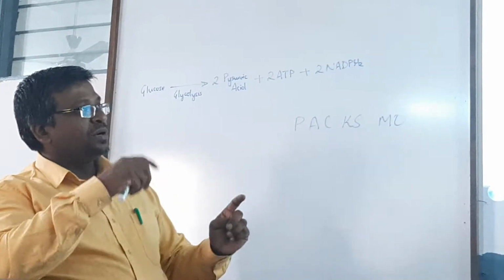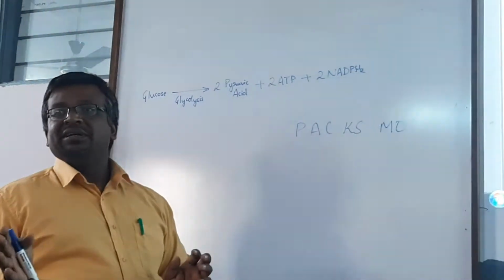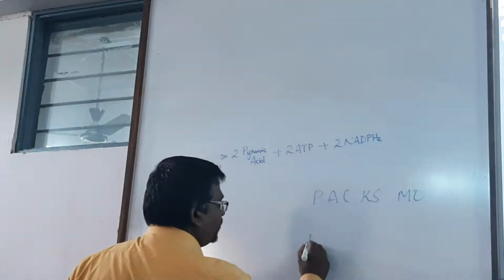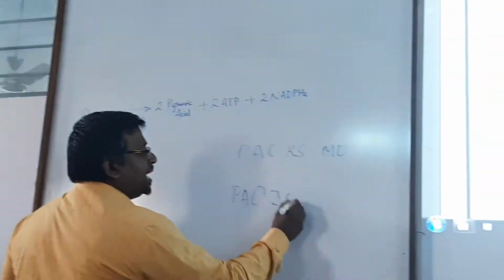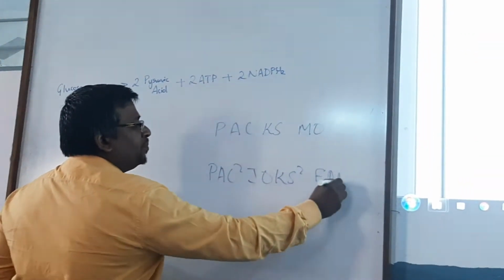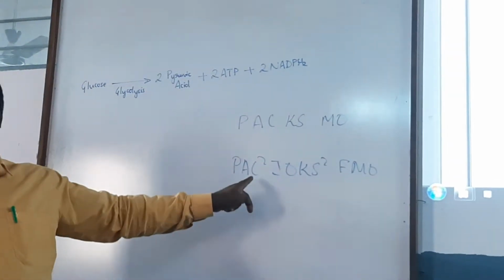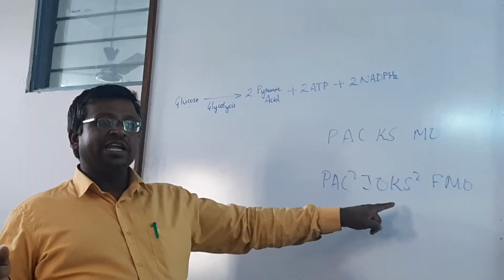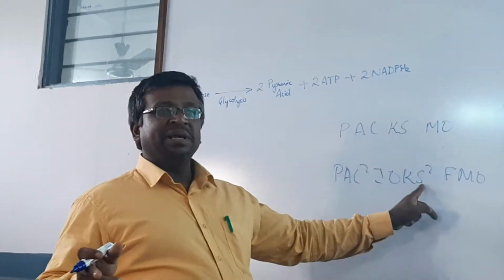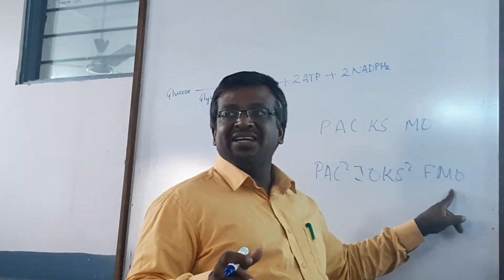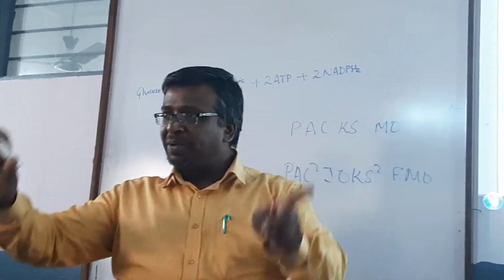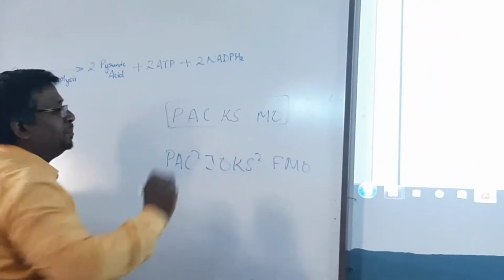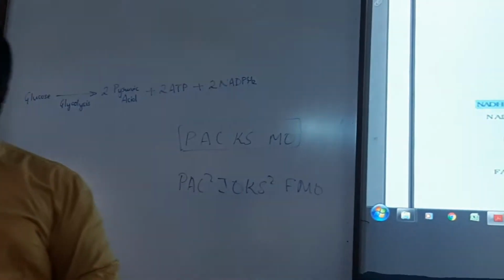In many places they would have put 2 arrow marks which indicate fast forward, so they have skipped steps. What I have studied is that the formula for all the substrates is PAC square, IOKS square, FMO. Pyruvic acid, acetyl coenzyme A, cis-aconitic acid, citric acid, isocitric acid, oxalosuccinic acid, ketoglutaric acid, succinyl coenzyme A, succinic acid, fumaric acid, malic acid, oxaloacetic acid. That is the complete cycle. What they have reduced it to is PAC, KSMO.